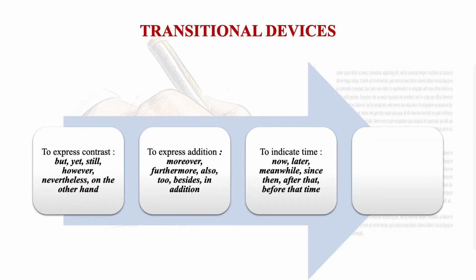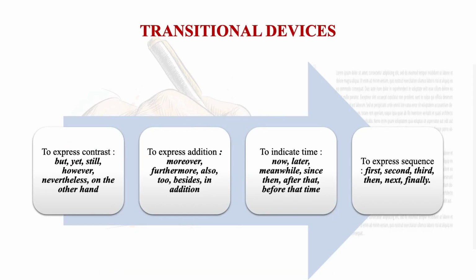So there are again words and phrases such as now, later, meanwhile, since then, after that, before that time. These are the words or phrases which are used to indicate time. If you want to talk about present circumstances, then you can use the word now. Now I'd like to go. If you want to talk about things which might happen later, then you can use later. I would like to go later. So like that, to indicate time, you can use these words.